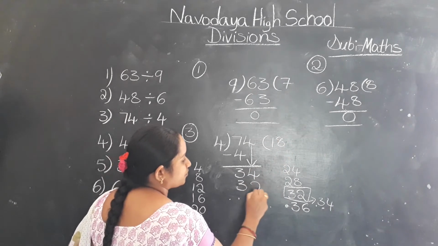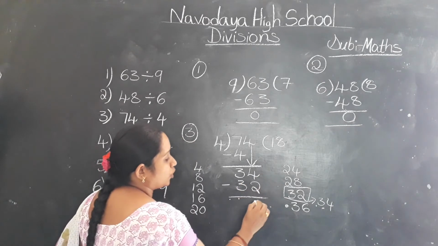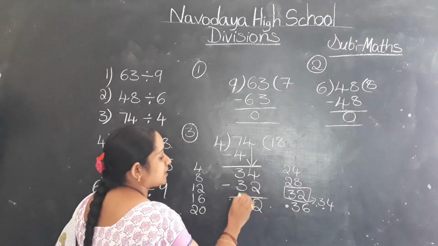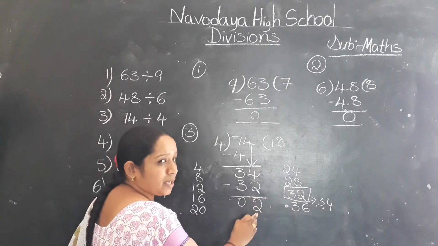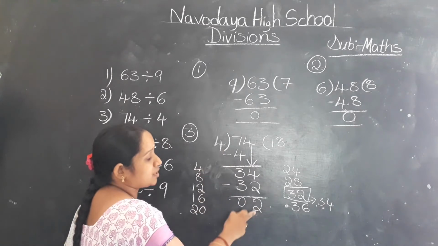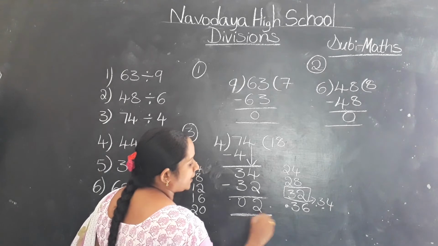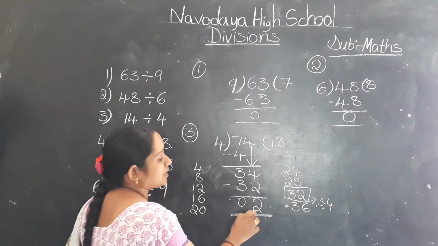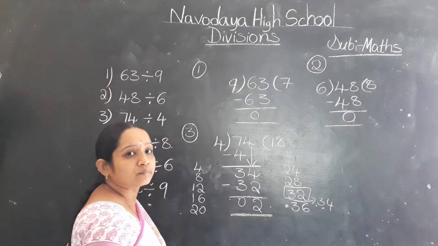Do subtraction. 4 minus 2, 2. 3 minus 3, 0. So the leftover number is 2 and the divisor is 4. Is it possible to do division? No. So that's why here we are ending the division. So this 2 is called the remainder here. Okay?